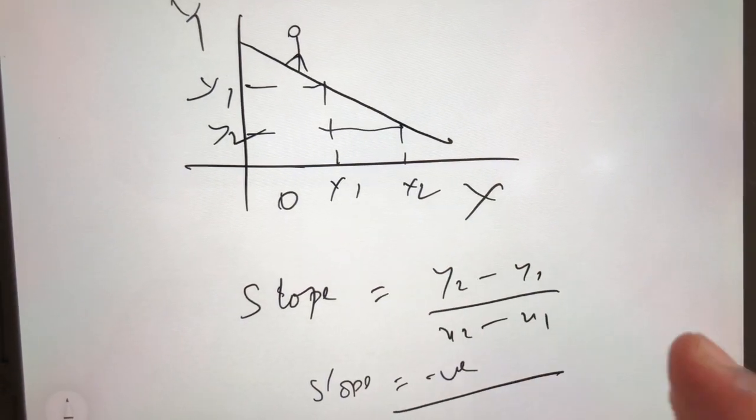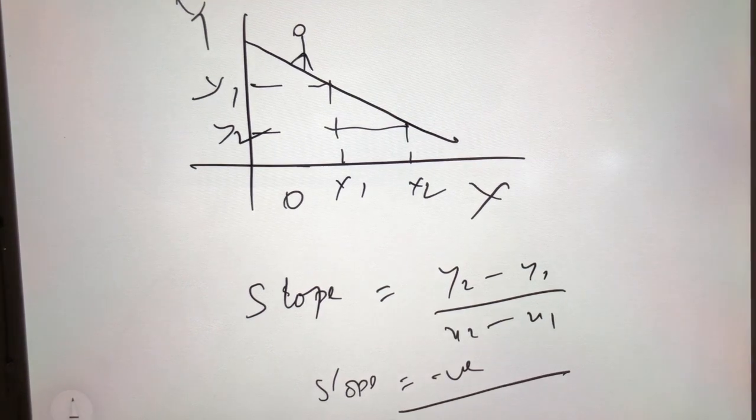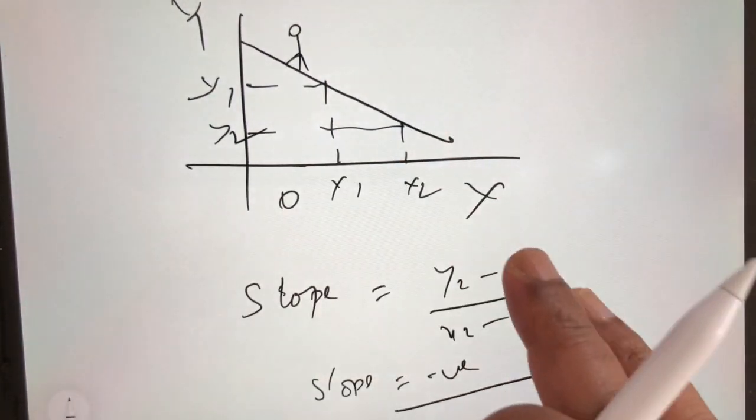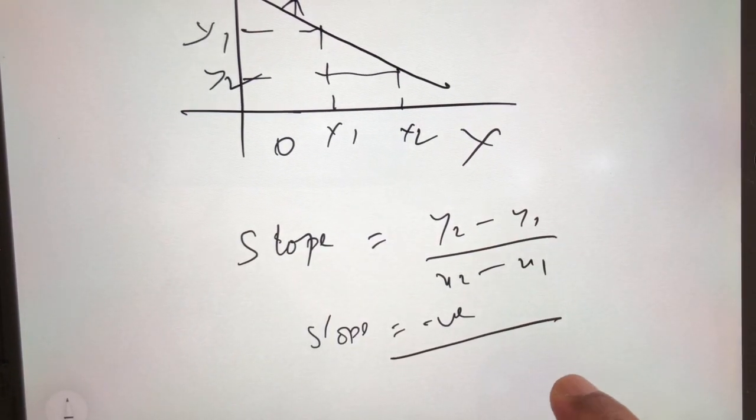So when you are doing experiments later on, and you know that as you increase something, something else is decreasing, then you will get a graph like this, and the slope will be negative. So this is something that you need to keep in mind.